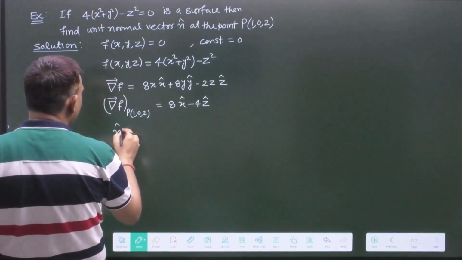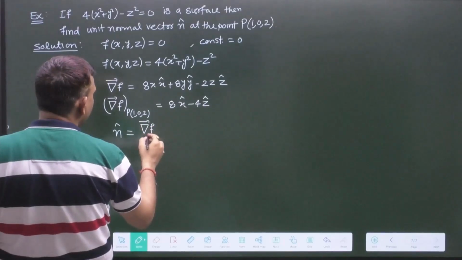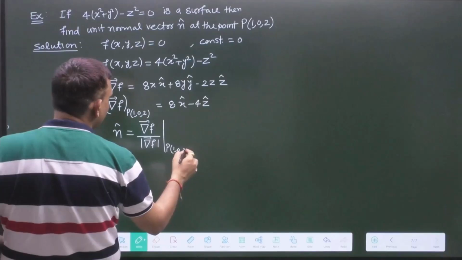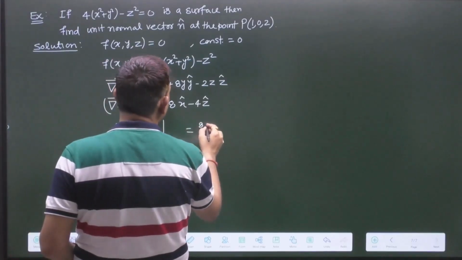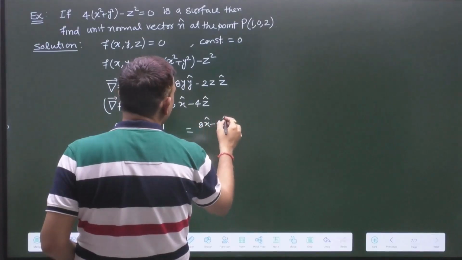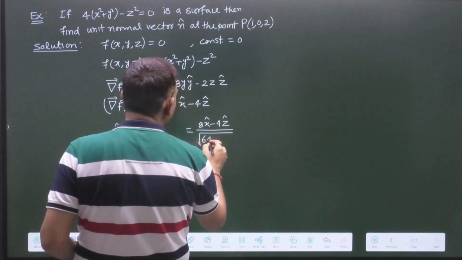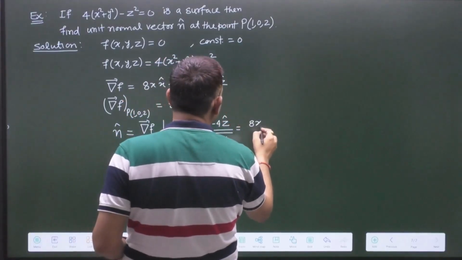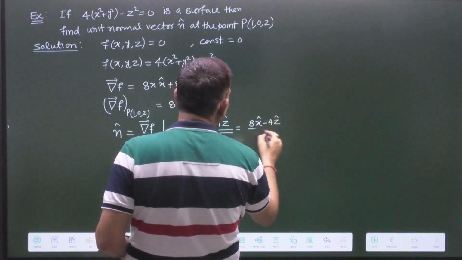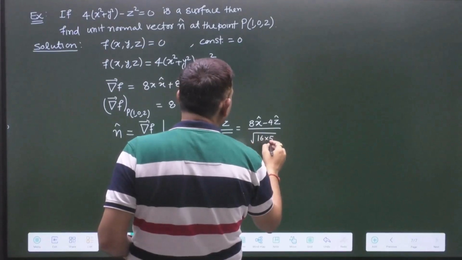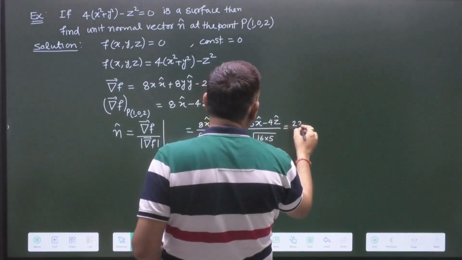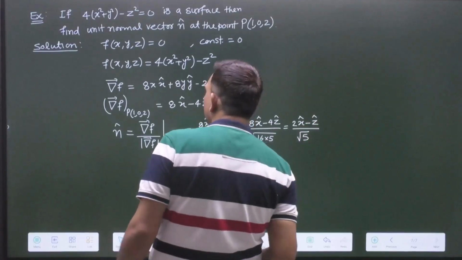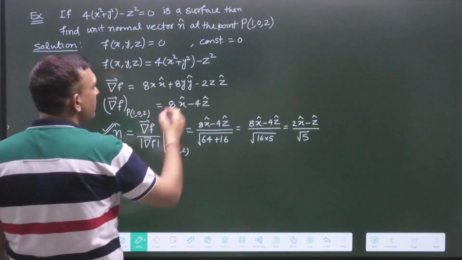So what will be the unit vector normal? Gradient F by mod gradient F at point P, which is (1, 0, 2). So this will be given by 8x cap minus 4z cap under root 64 plus 16, so this will be 80. 80 is what? 16 into 5. So 4 you can take common here, and that will give you 2x cap minus z cap by under root 5. This will be the unit vector normal to the surface at the given point P.